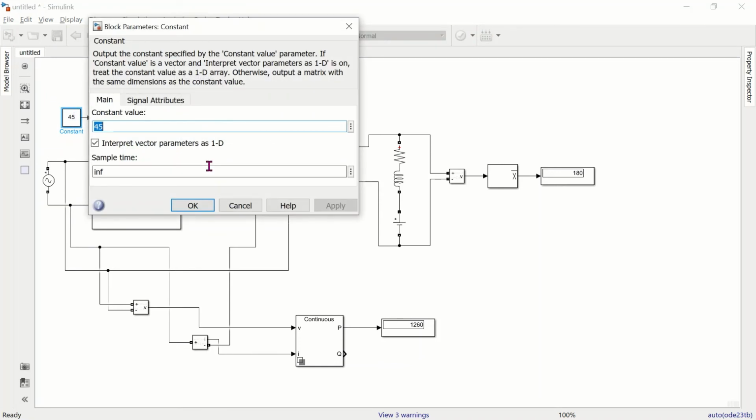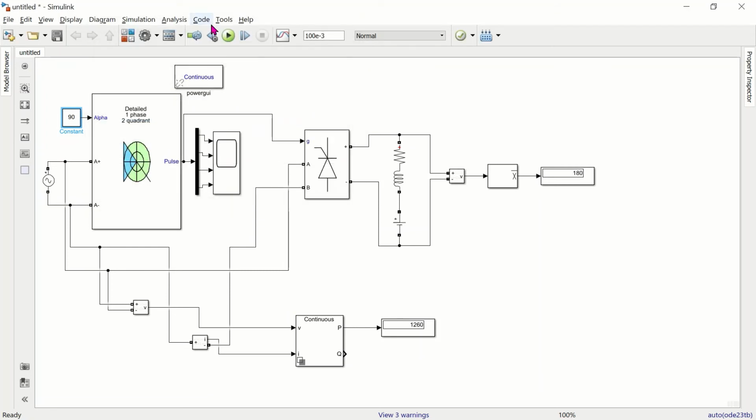Now I'll make it 90°. For 90°, only the DC voltage is seen here. So the voltage drop here is 0. For conversion at 90°, the voltage is 0. Only the battery voltage is available here.